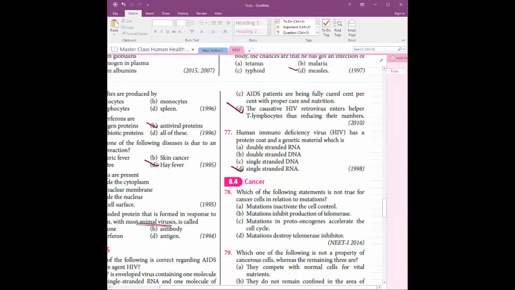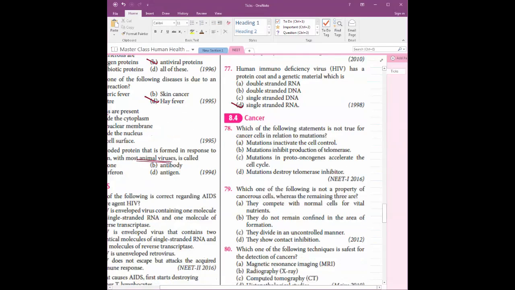Then next one, which of the following statements is not true for cancer cells in relation to mutations? Just read this, guys. Mutations inactivate the cell control. Mutations inhibit production of telomerase. Mutations in proto-oncogenes accelerate the cell cycle, and mutations destroy telomerase inhibitor. So guys, just think about this, a little different wordings altogether. So the actual answer, which is not true, is that mutations inhibit production of telomerase. That is not right, guys.